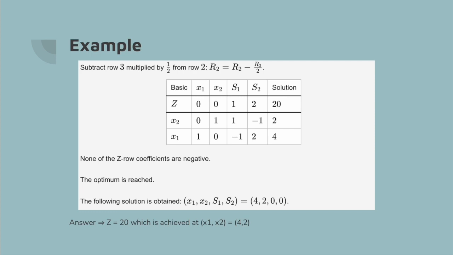At this point we can see that none of the row 0 coefficients are negative, which means the optimum solution has been reached. And the optimal solution for this problem is when z is equal to 20, which is achieved at x1 equal to 4 and x2 equal to 2.